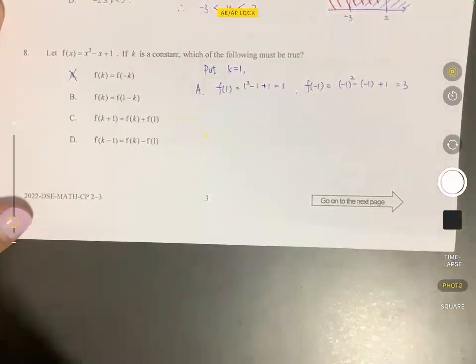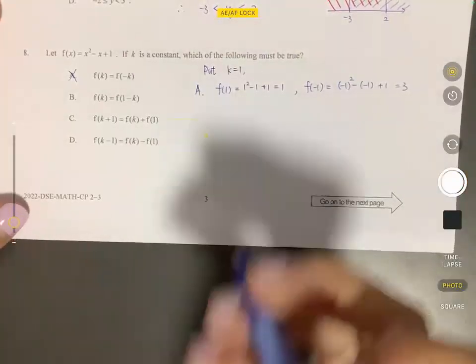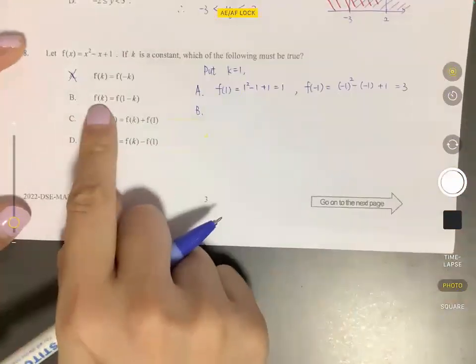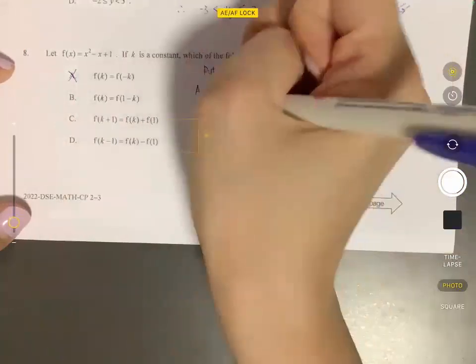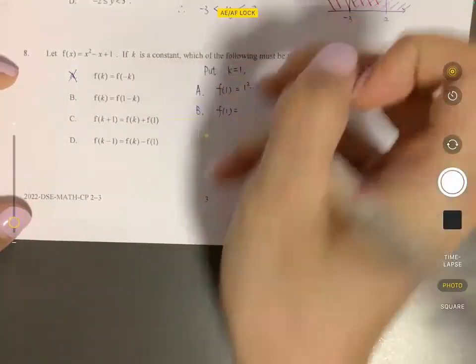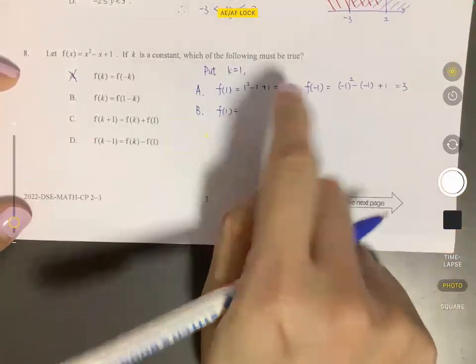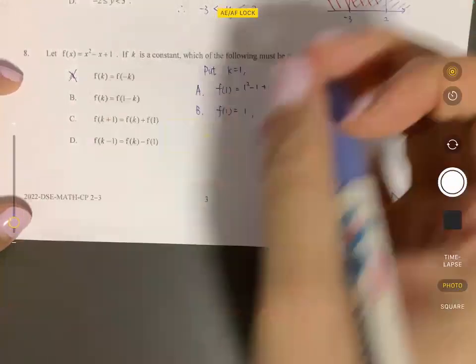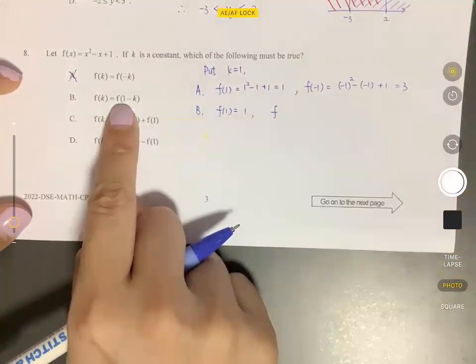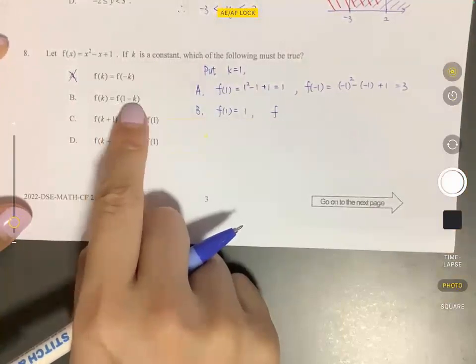Okay, and after that, we'll check B, C, D one by one. So for B, C, D, again, what is meant by f(k)? k is 1, that means f(1). f(1), I've done already. f(1) is 1, right? So how about the next one? The next one is f(1 minus k). So k now is 1, so 1 minus 1, that means 0, right?